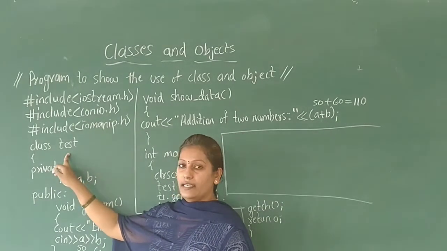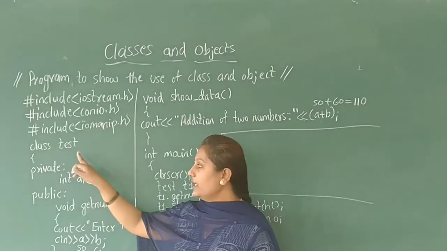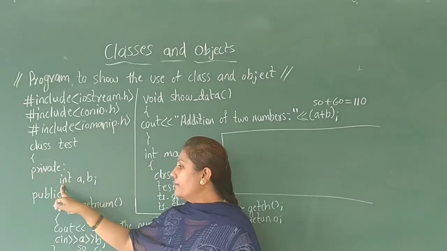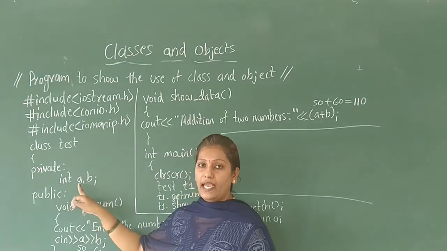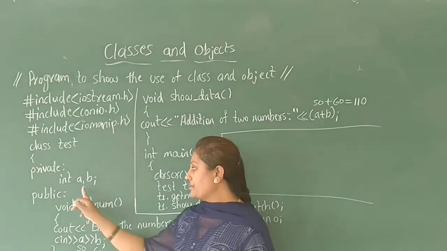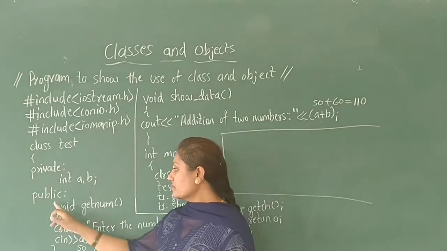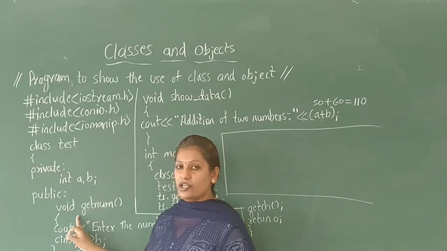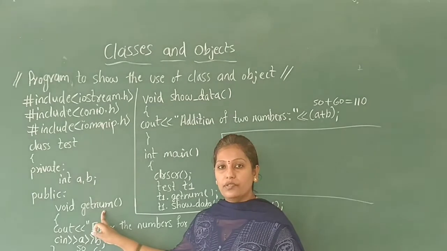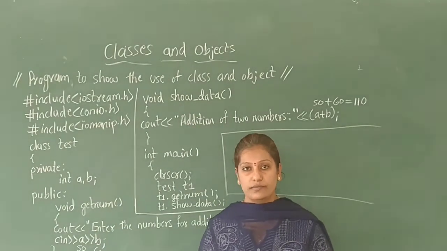Next, the class is declared using the keyword class. Test is the user defined name of the class, with the data members a and b of data type integer. This means a and b are the variables or objects which hold integer values, and these two values are used to add two numbers. In the public section, two member functions are declared and defined: get number is used to input the values and show data is used to display the output values.